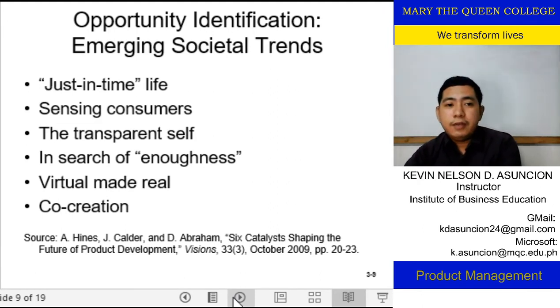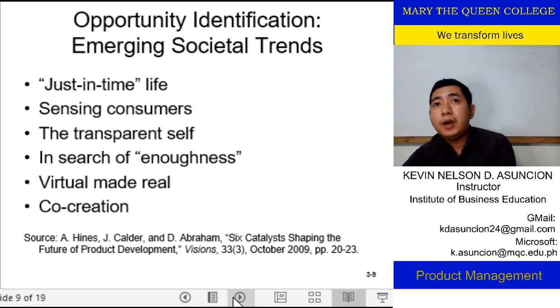So we have what we call the opportunity identification or emerging societal trends. So this is why business administration students, especially marketing students, are very adaptive and flexible, because we need to be updated. We need to be in the trend. We need to know nearly everything. Okay, so kasalin just in time life. When do people need this?